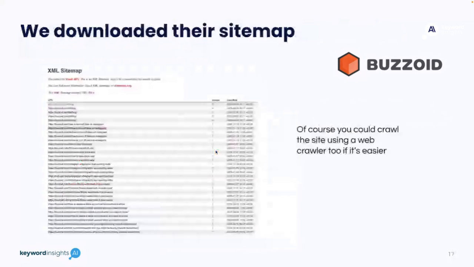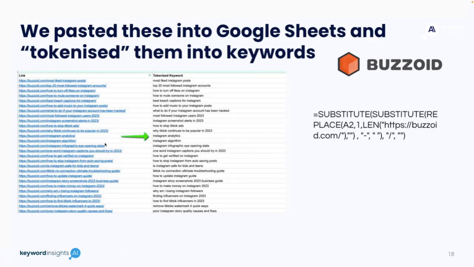So the first thing we did was download their sitemap. Of course, you can also use a crawler if that's easier. This wasn't a massive site, so it was easy just to get their sitemap and pull it off. We dumped all of the URLs into Google Sheets, and then we tokenized it into a keyword. What I mean by tokenize is we took all the HTTPS, buzzoid.com, all the forward slashes, all the .coms. We took all of that out and stripped the URL right back to what its keyword would be. Assuming the URL is named after the H1 and assuming the URL is basically what they want to rank for.